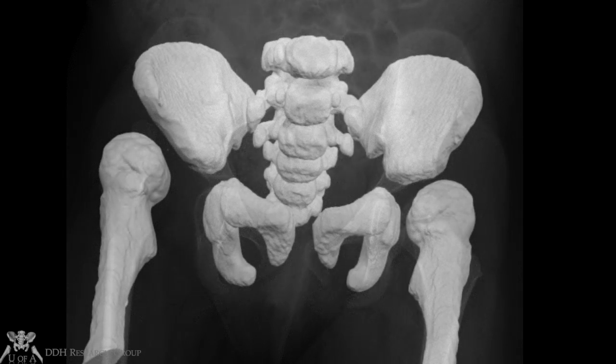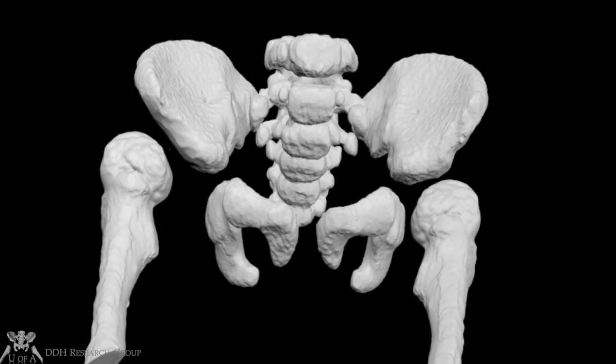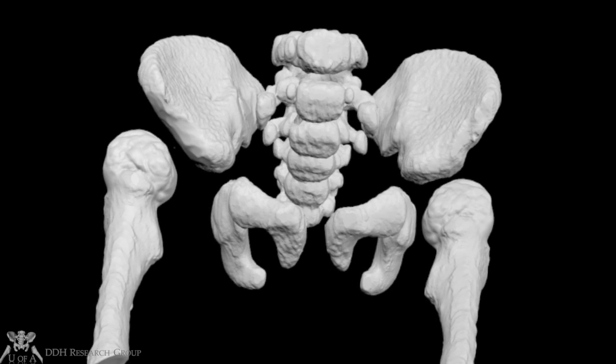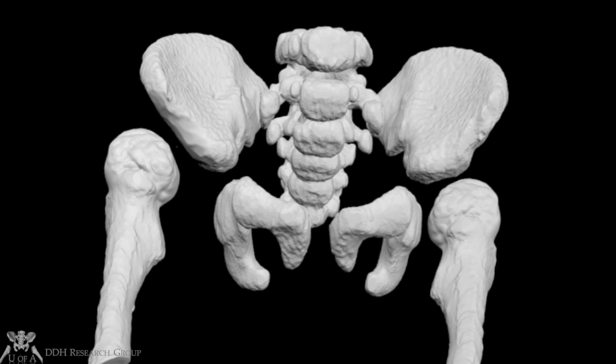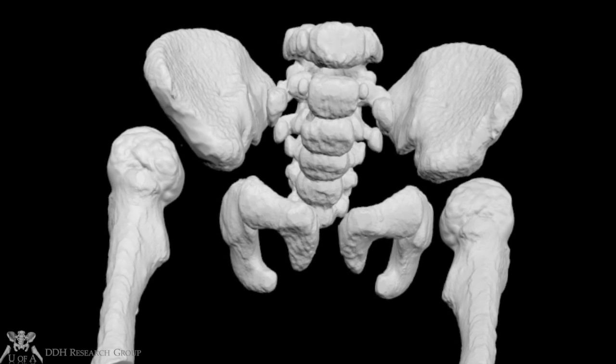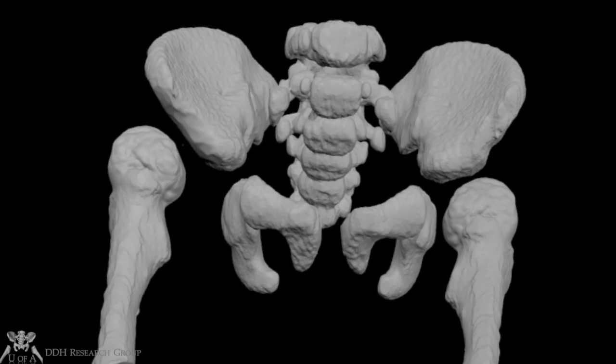The ball is part of the femur, and the socket is called the acetabulum. On the left side of the screen, we see an example of a dysplastic hip where the acetabular roof is shallow and does not cover the whole femoral head. When weight comes up the femur into the hip, such as with crawling or walking, the femoral head may dislocate.